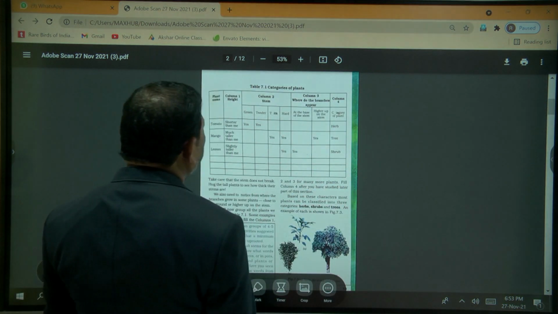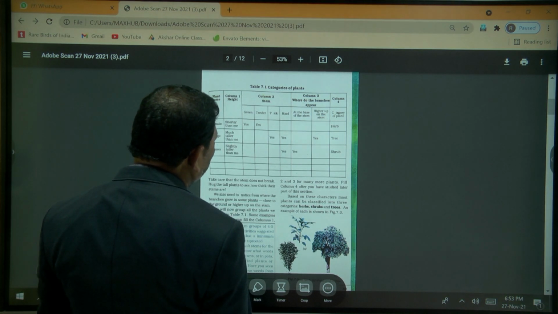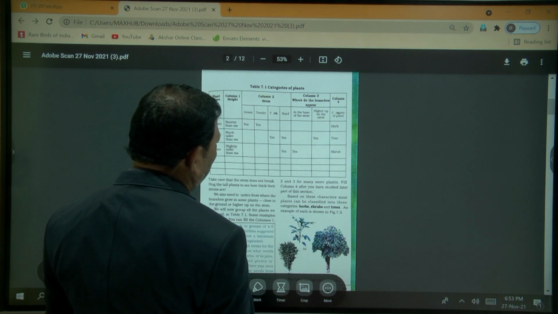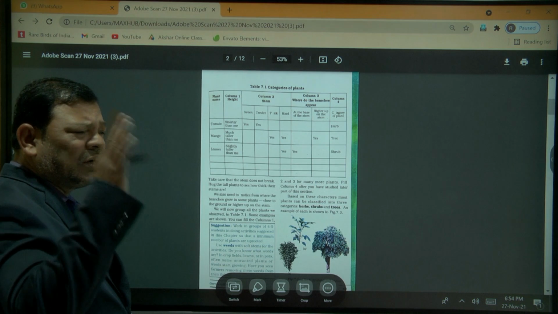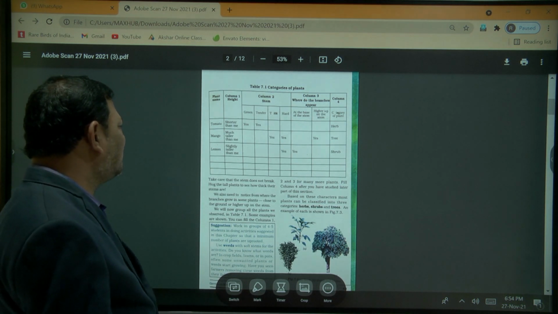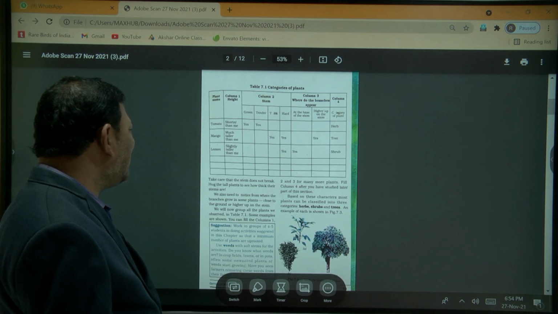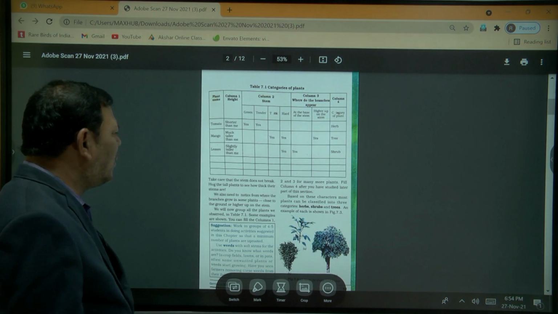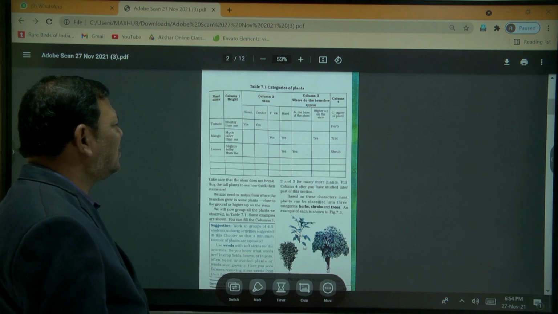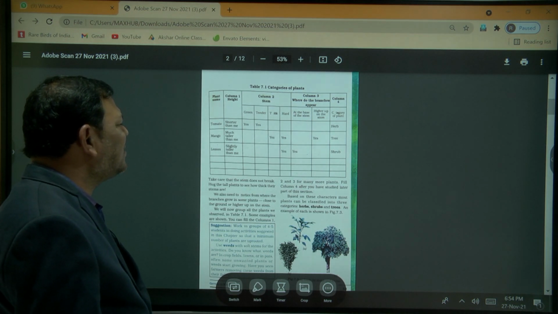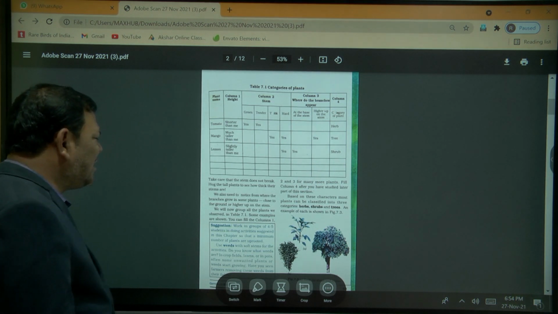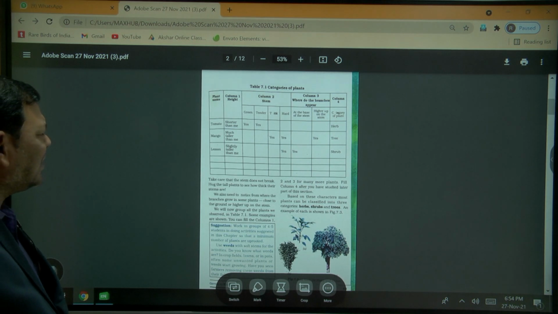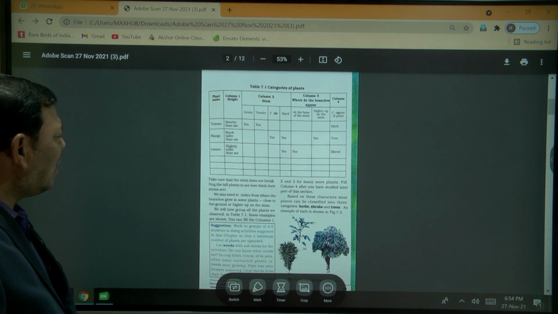Actually, you can see that the mango stem is very thick and very hard. Higher up on the stem, generally branches appear. Next, the last one, lemon. Lemon is slightly taller than me. Its stem is also very hard, and at the base of the stem branches appear. Take care that the stem does not break. Hug the tall plant to see how thick their stems are.